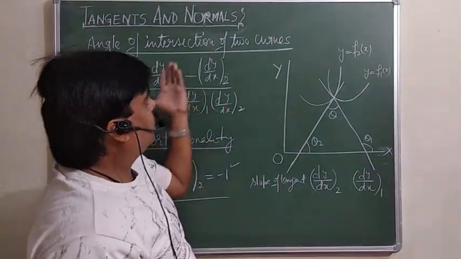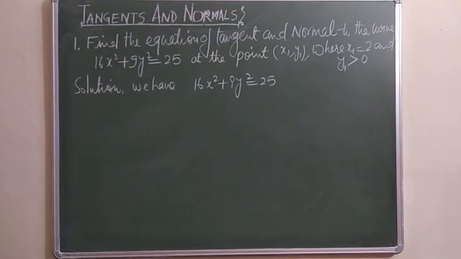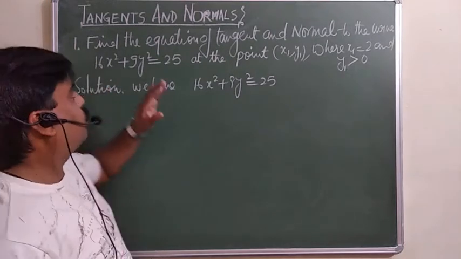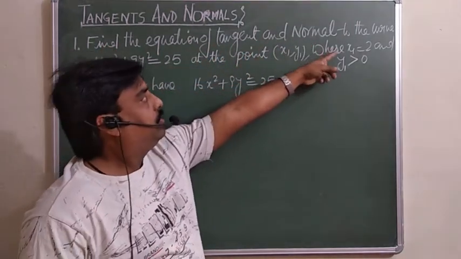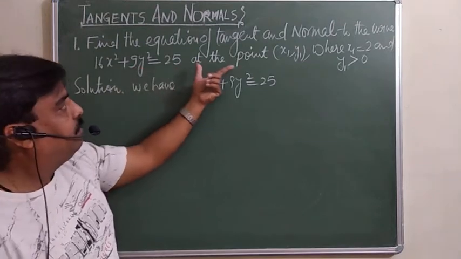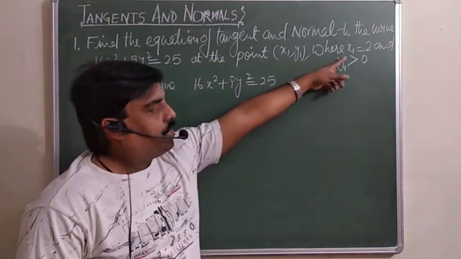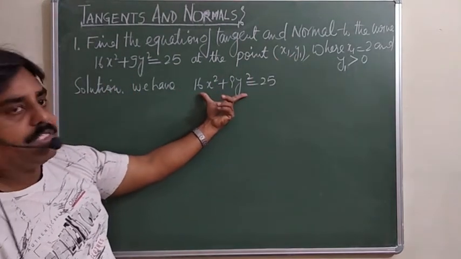Now we will discuss the question. Have a look. Yes, now the question we are taking: find the equation of a tangent and normal to the curve 16x square plus 9y square is equal to 25 at the point (x1, y1), where x1 is 2 and y1 is greater than 0. So the curve is given actually.